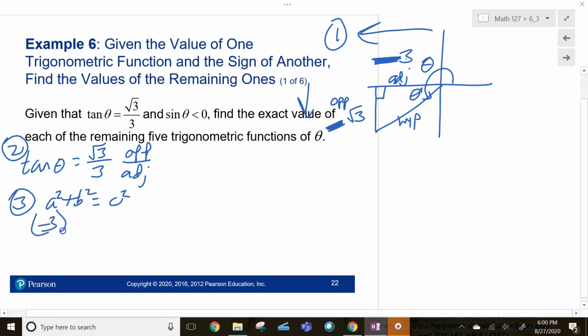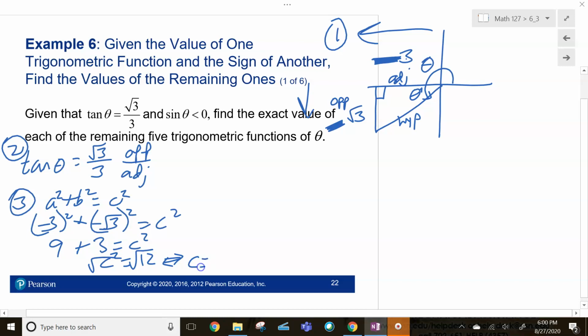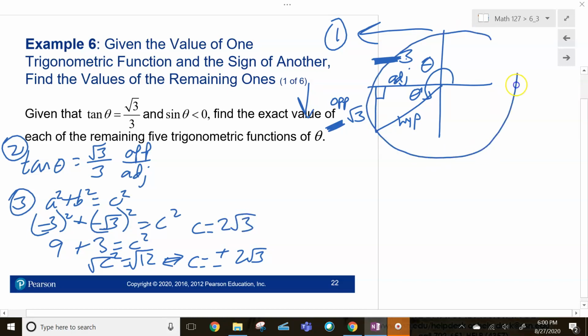So a squared plus b squared equals c squared. Again, I know that those are distances, but you can ignore that because they get squared anyway. So 9 plus 3 equals c squared. So c squared equals 12. In other words, c equals plus or minus 2 root 3. Now the hypotenuse is always positive, right? That's your radius of this circle, because it's rotating and hitting that spot right there. So your hypotenuse is 2 root 3.